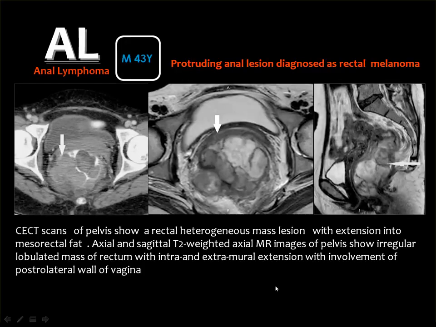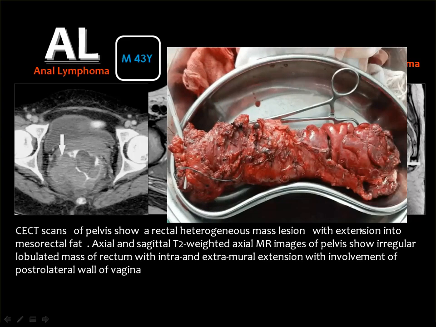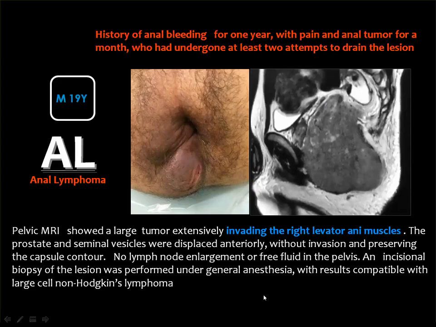And this is a big cauliflower mass involving the anal canal and extending into the lower rectum. And this is the mass after excision. It has been proved to be a non-Hodgkin lymphoma. And another patient with a mass in relation to the anal canal.